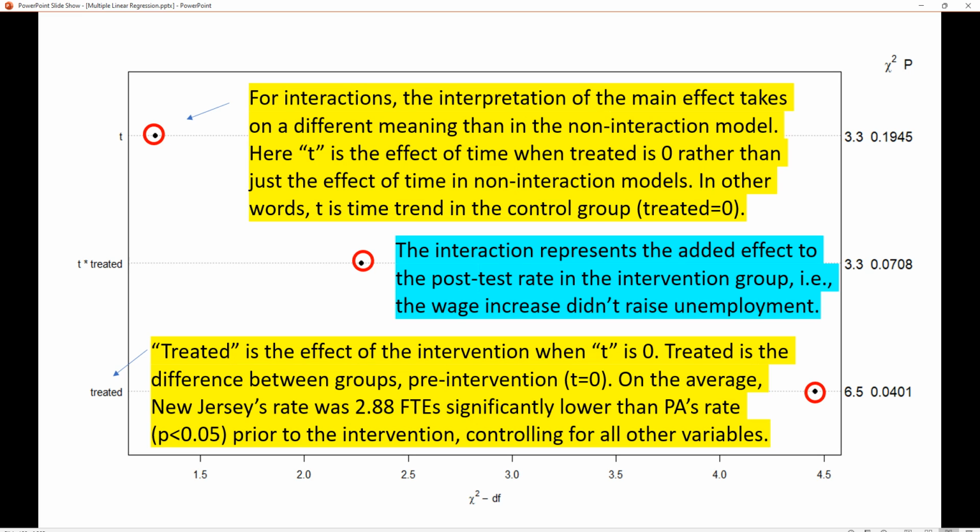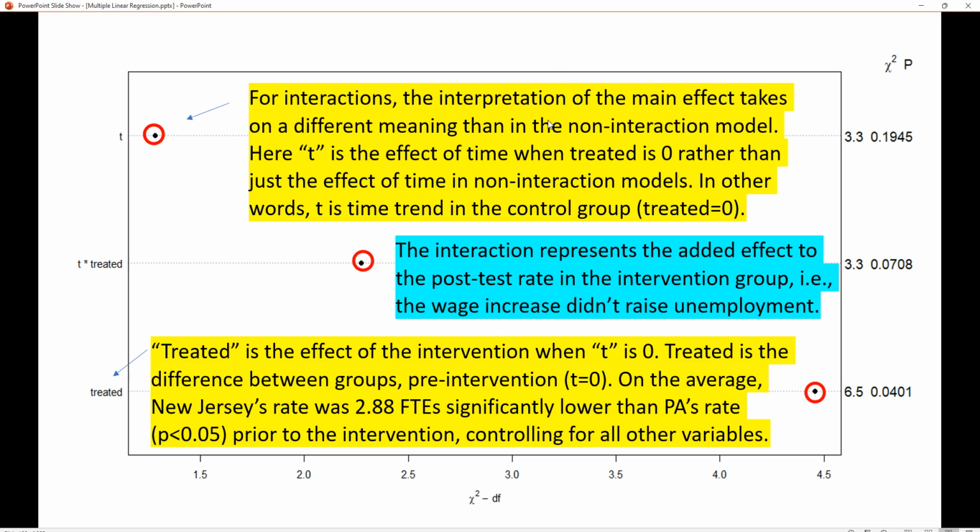And we have our variable importance, and we see that for interactions, the interpretation of the main effect takes on a different meaning than in the non-interaction model. Here, T is the effect of time when treated equals 0, rather than just the effect of time in non-interaction models. In other words, T is the time trend in the control group. And if you're in the control group, your value for treated equals 0. And the interaction term, well, let's go straight to the treated term. The treated is the effect of the intervention when T is 0.